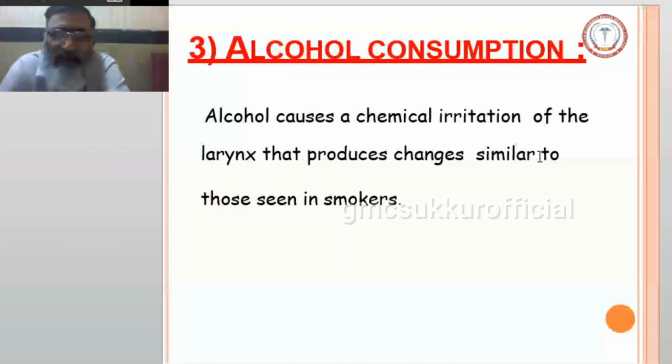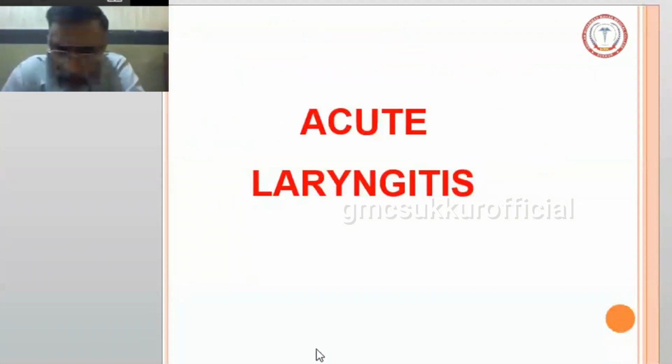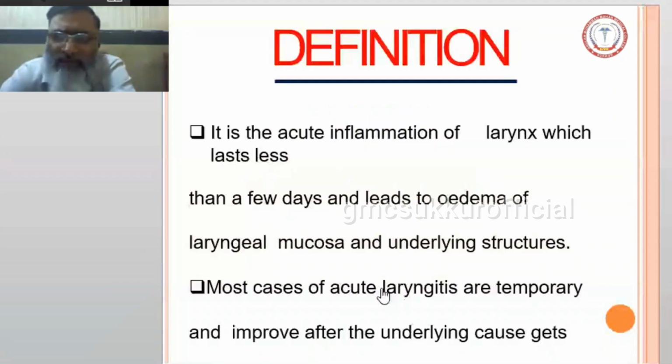Now there are two types of laryngitis: one is acute and the second is chronic laryngitis. Acute laryngitis is inflammation of the larynx in which the signs and symptoms last for 3 to 4 hours. The signs and symptoms of acute laryngitis are, number one, hoarseness, a change in the voice, and number two, pain during talking.